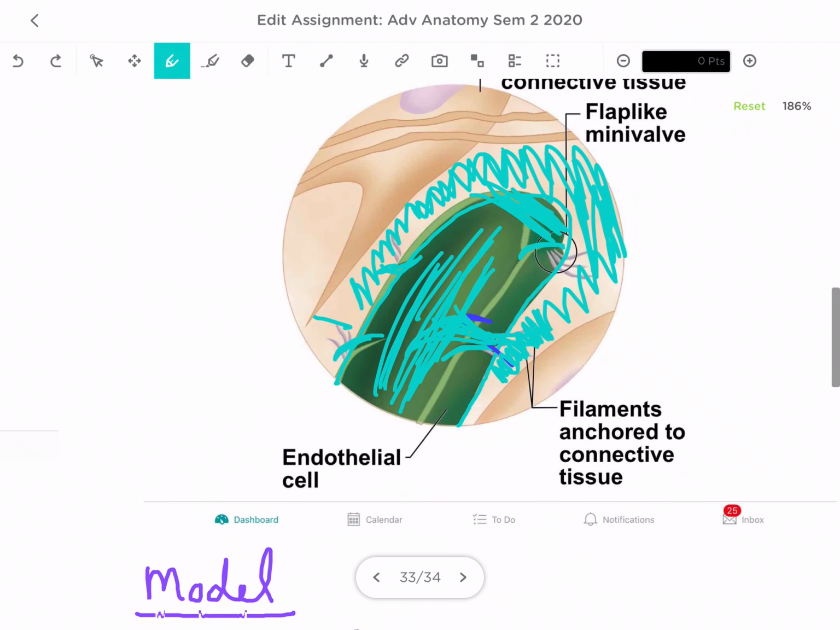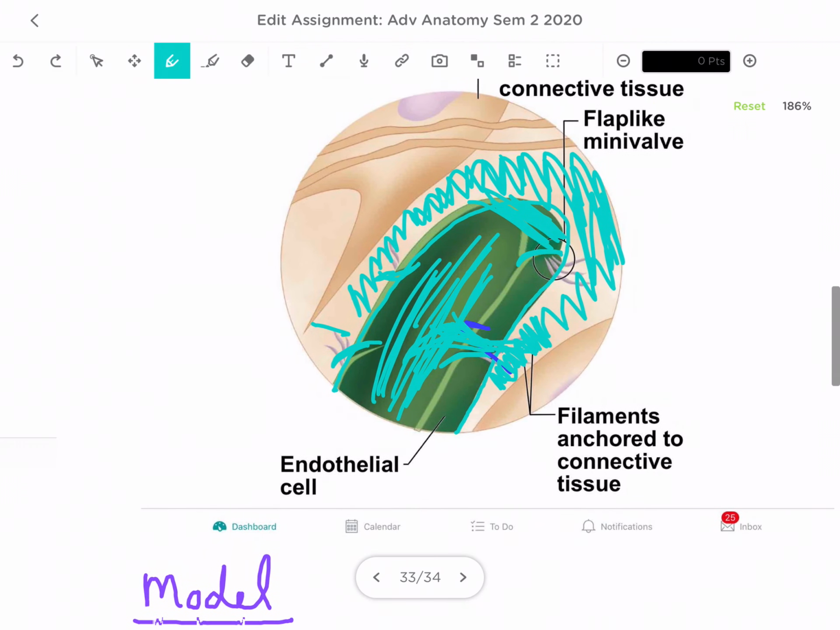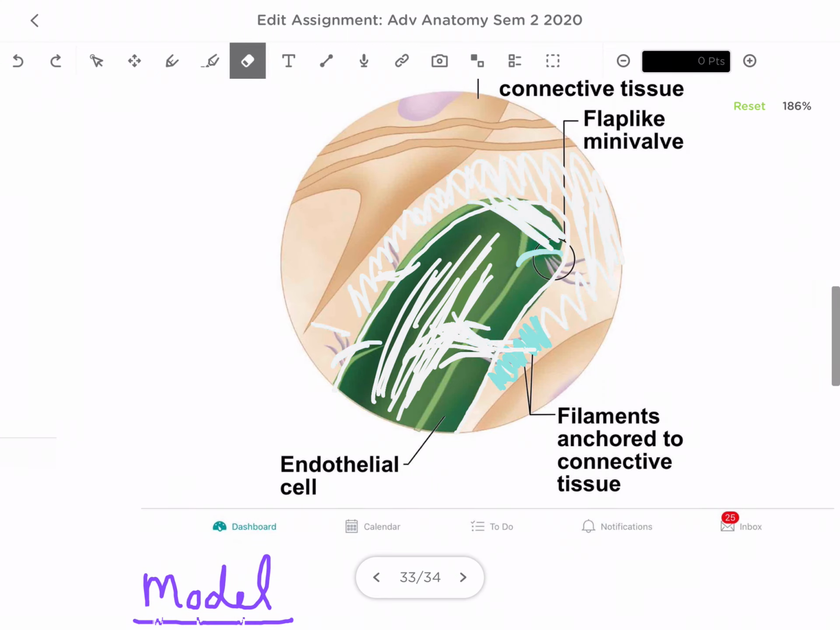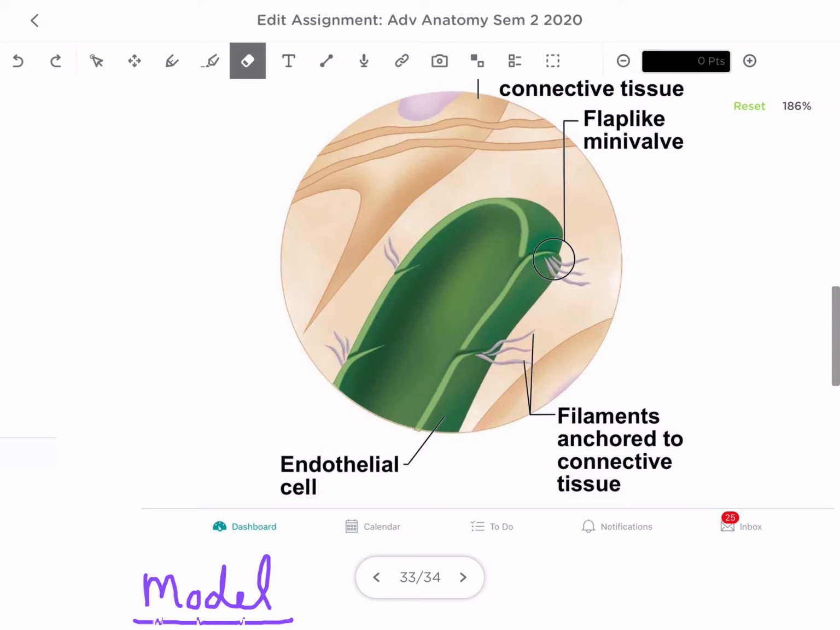So, oh, I wanted to tell you guys too. Let me make all this stuff go away, and then I'll draw it again.